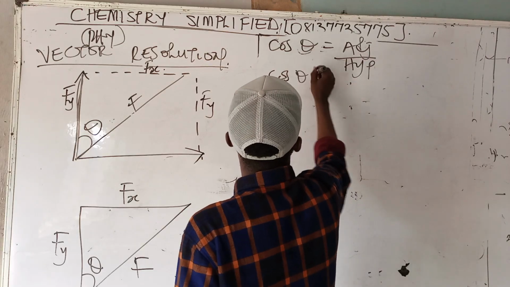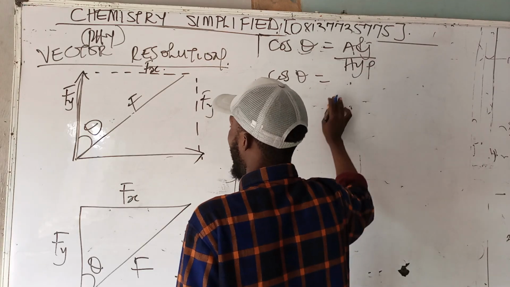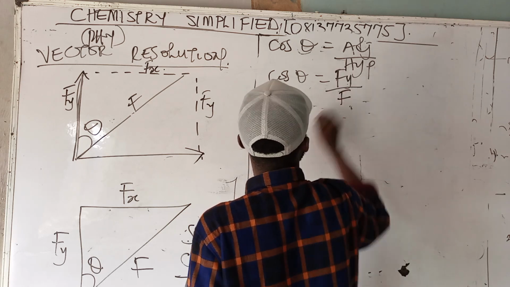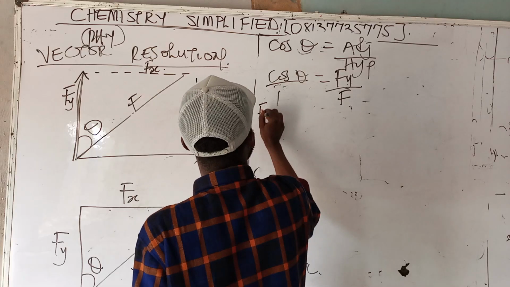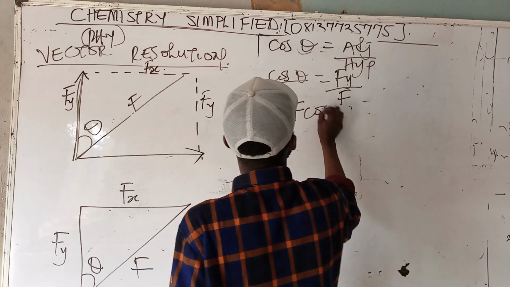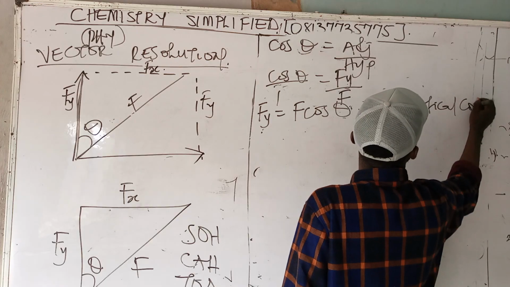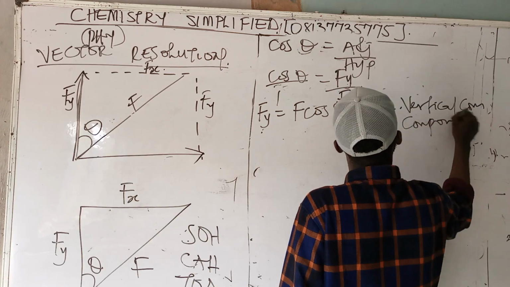So we have cos theta equal to, what's our adjacent? Our adjacent is Fy and our hypotenuse is F. So Fy will now be equal to F cos theta. That is the vertical component. Now you can see.